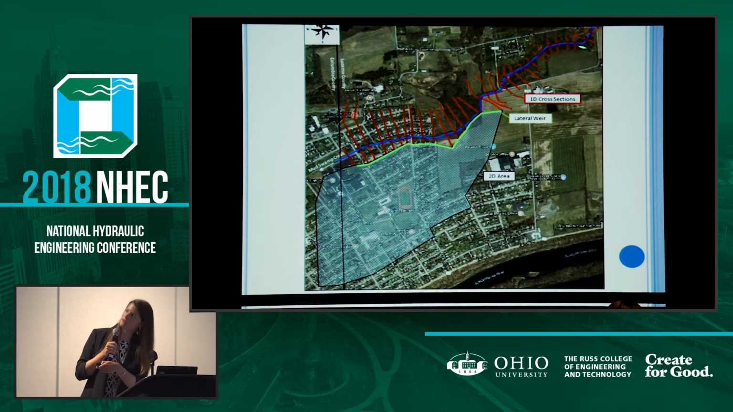Our upstream boundary condition was our hydrograph from HEC-HMS, and our downstream boundary condition in the 1D was a normal depth boundary condition. One other note is that we had to tie into the downstream county for our 100-year floodplain limits as well.